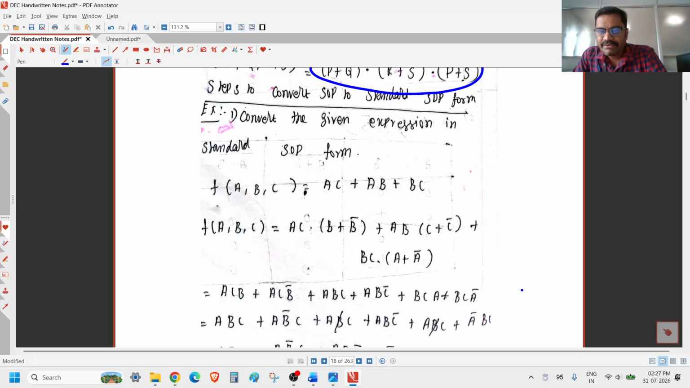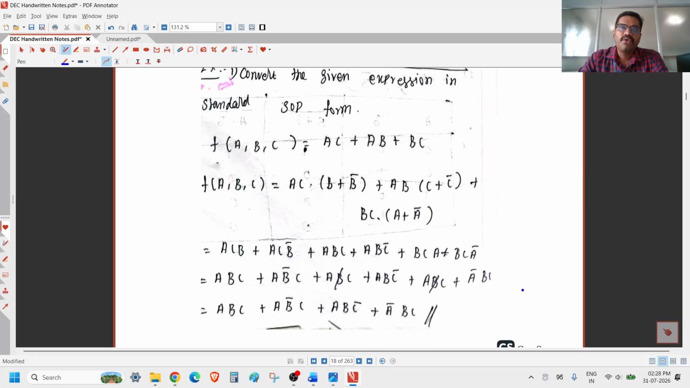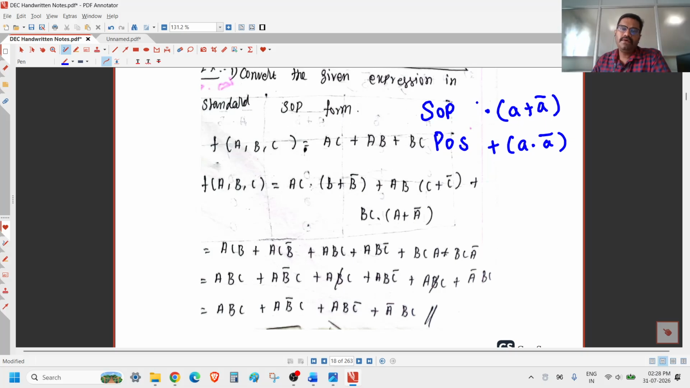Now there is a question: how to convert the unstandard or canonical form into standard form? It is very easy. For SOP, the formula is you have to multiply the missing term with the formula A plus A bar. If it is POS, you have to add with the A dot A bar formula. This is the rule to convert the unstandard form into standard form for SOP and POS.